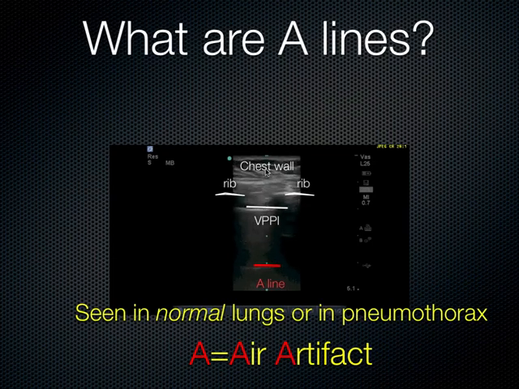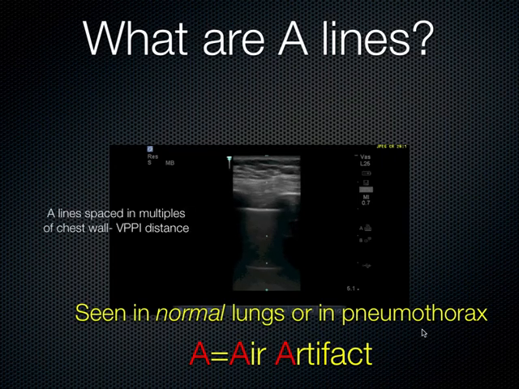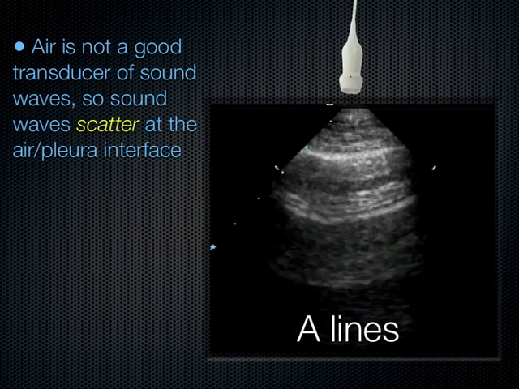So in other words, the distance between the chest wall and the VPPI should equal the distance between the VPPI and the first A-line. And A-line just means, think about it like it's an air artifact. And we see this with normal lungs. We can also see it in patients who have a pneumothorax. But that's the idea. We want to differentiate what normal is from abnormal. And so those, again, they repeat in multiples as you go into the chest. You'll see those repeating A-lines coming down.